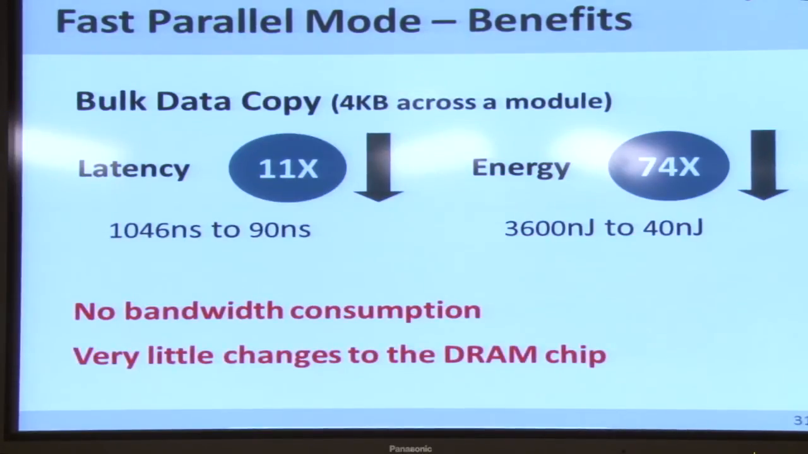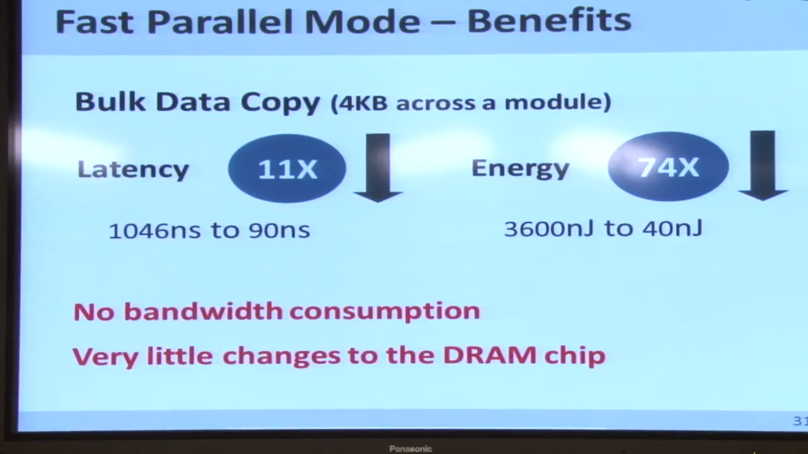Very little changes to DRAM chip, right? I mean, clearly, the mechanism that you described also uses back-to-back activates, which is essentially what we can do with today's DRAM chip, right? And the only thing the DRAM chip has to ensure is that the back-to-back activates are going to the same subarray, right? Because if they're going to different subarrays now, that can cause a lot of problems.